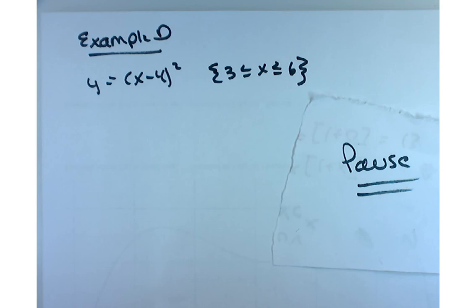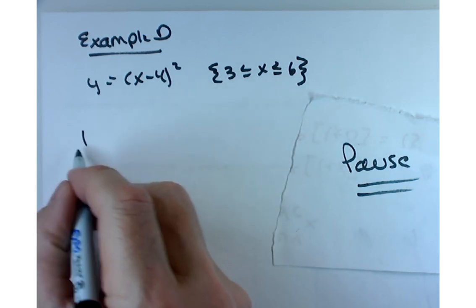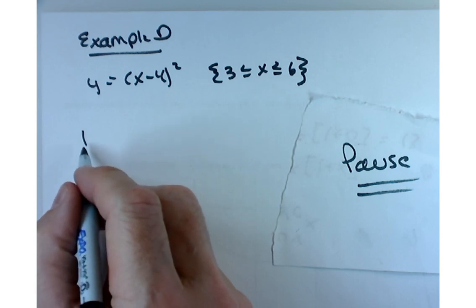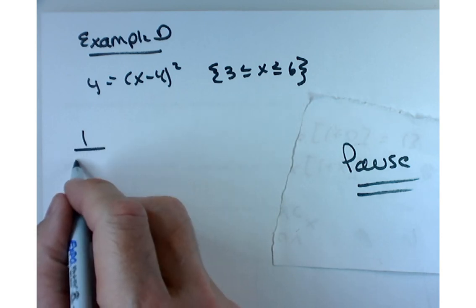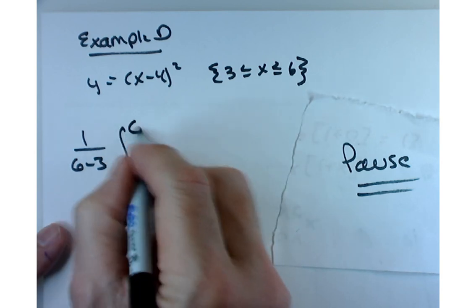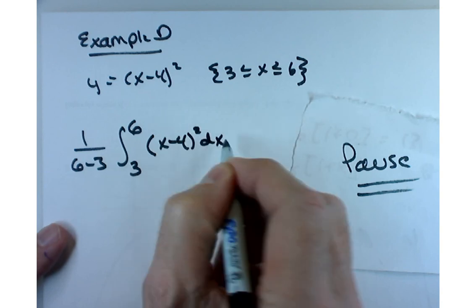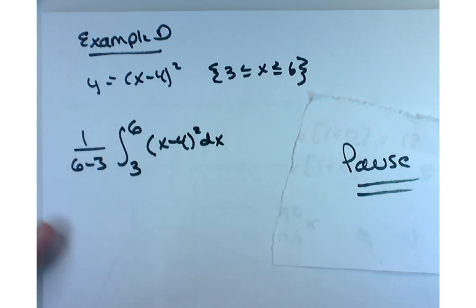So what's the integral? What expression should I write down here? 1/2. All right, so 1 over 6 minus 3, integral 3 to 6. Nice.